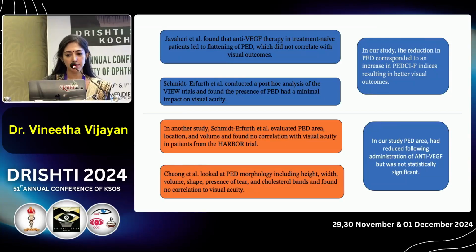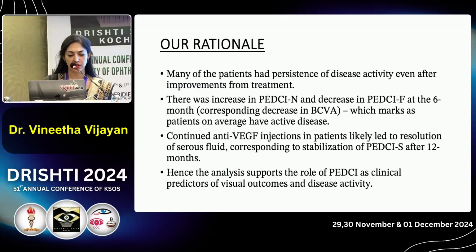However, in our study, the PED area was reduced following administration of anti-VEGF therapy over the period of 24 months, but was not statistically significant. So many of the patients had persistence of disease activity even after improvement with the treatment. There was an increase in the PET-CN and a decrease in the PET-CF at the 6-month interval, and continued anti-VEGF injections in patients likely led to the resolution of the serous fluid, corresponding to stabilization of the PET-CS after 12 months.